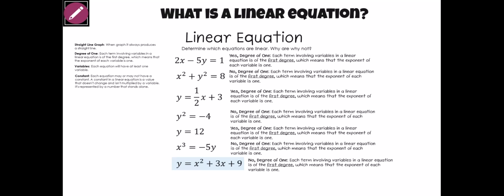If you said no, you're correct. We have x to the second power. That makes it not a linear equation. Even though y is to the first power and 3x is to the first power, we only need one exponent that's not a 1 to make it not a linear equation.